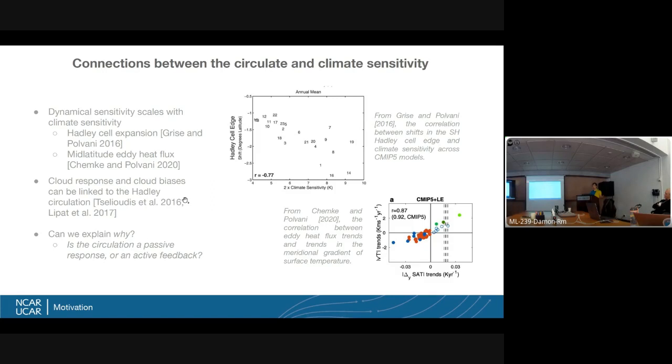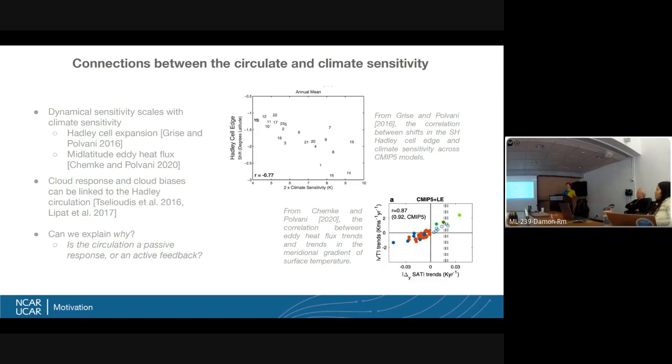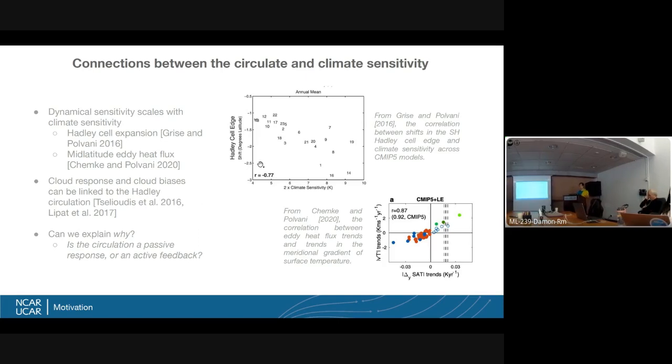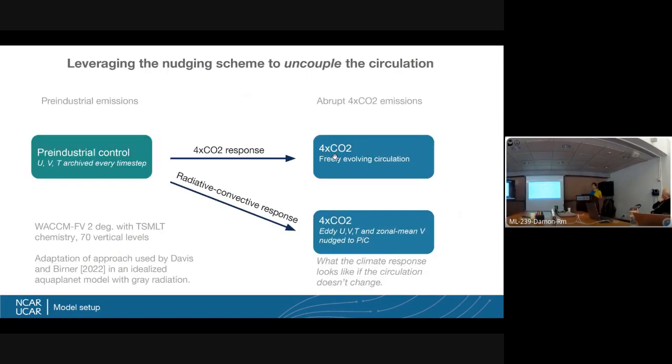And there's also connections between both the cloud response and cloud biases, especially in stratocumulus decks and models. And so the goal of this really is to try to understand, how do all these things connect? Is the circulation a passive response, just along for the ride here, or is it actually an active feedback shaping the climate response? Because if it's a feedback, it'll also scale with climate sensitivity.